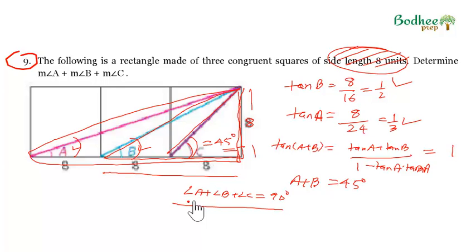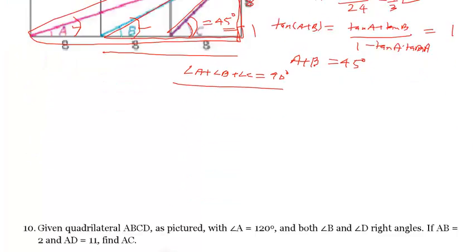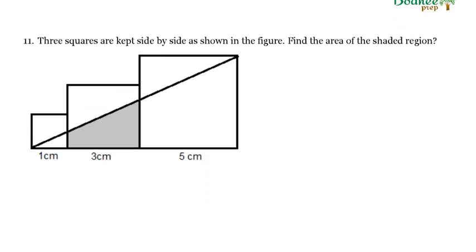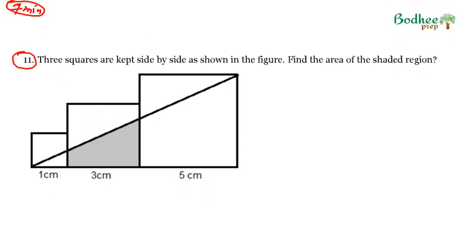Is this part clear, everyone? Okay, fine, great. So let's move to the next question, question number 11. Again, a simple application of similar triangles, you can get the area of the shaded region.